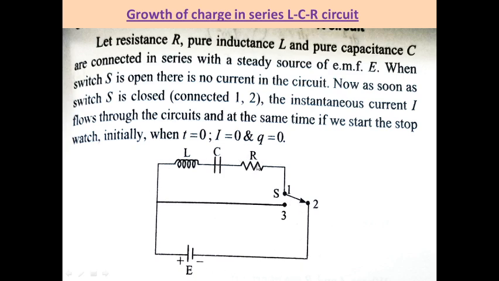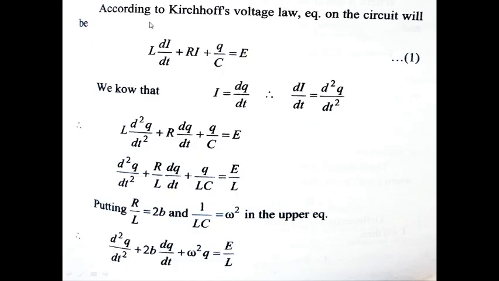Alright, and that's why according to Kirchhoff's voltage law, we can write the equation as: the voltage across the inductance plus voltage across the capacitance plus voltage across the resistance is equal to the voltage applied, that is capital E. Hence from Kirchhoff's law we can write voltage across inductance L di by dt, voltage across resistance R into I, voltage across capacitance q by C. The sum of the three voltages is equal to the applied voltage, that is capital E.